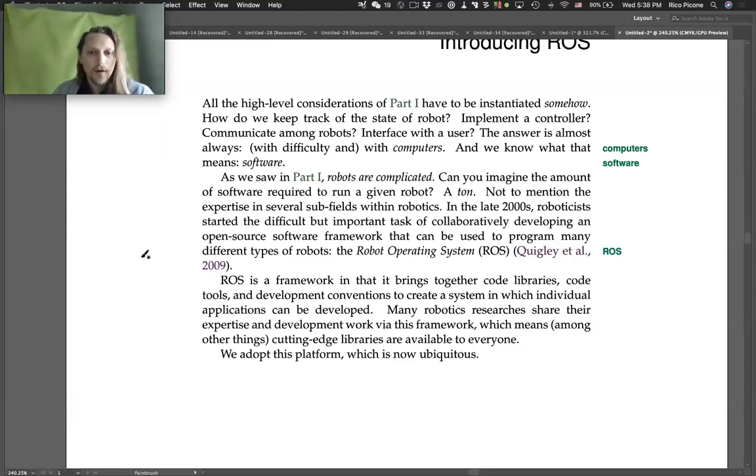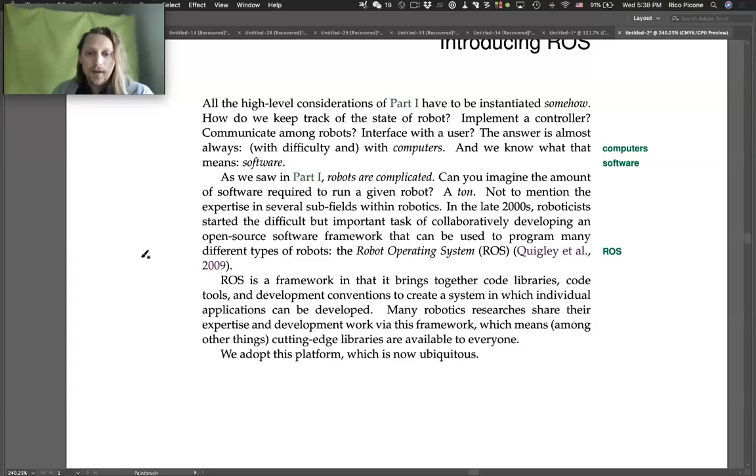ROS is a framework in that it brings together code libraries, code tools, and development conventions to create a system in which individual applications can be developed. Many robotics researchers share their expertise and development work via this framework, which means, among other things, cutting-edge libraries are available to everyone.